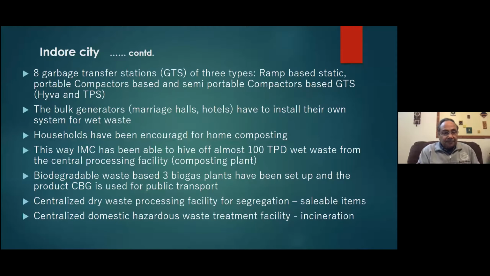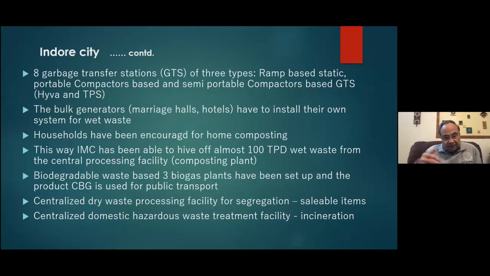Now, they have established 8 garbage transfer stations. They have different types: ramp based, portable compactor based, semi portable compactor based, and so on. Then the bulk generators, like the marriage halls and the hotels, have to install their own system for wet waste. This has been put in many cities. And the households have been encouraged for home composting.